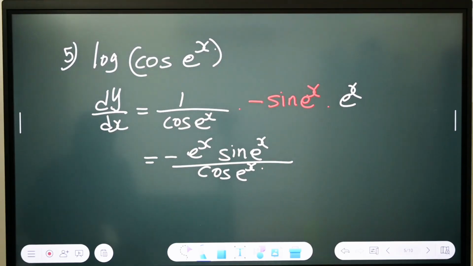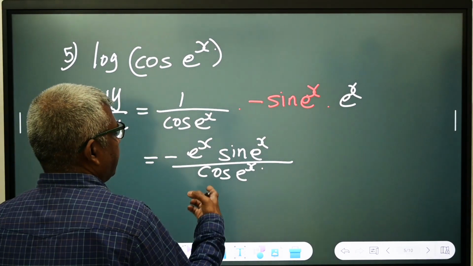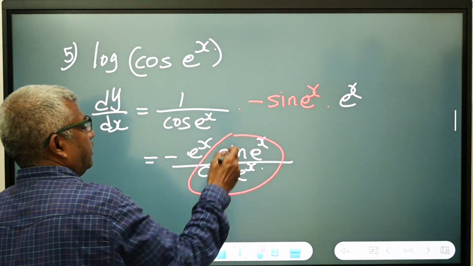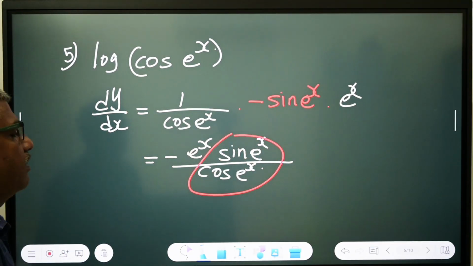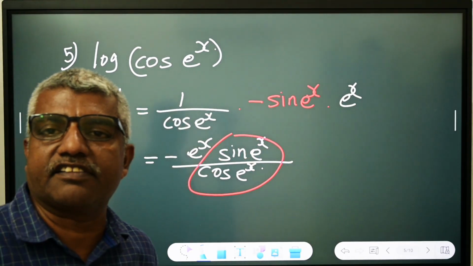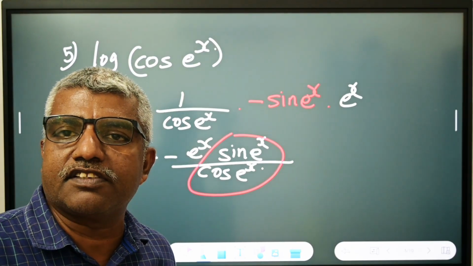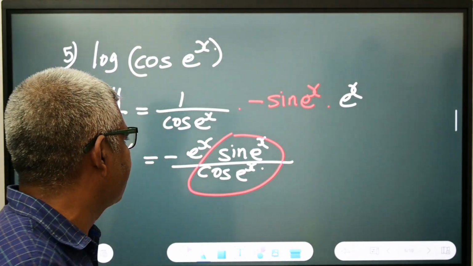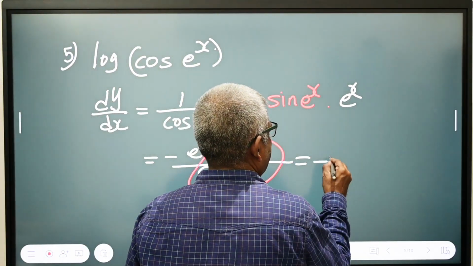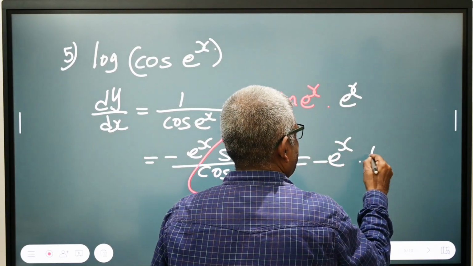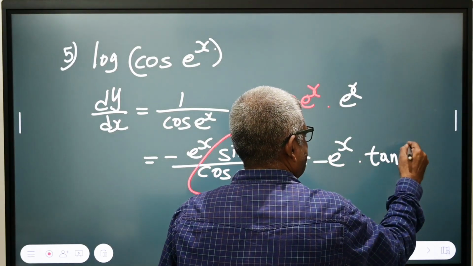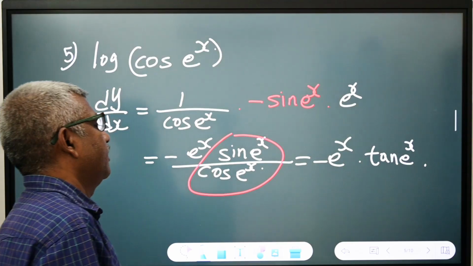Then what we can do? Further we can simplify. Copy down until now. Further we can simplify: sin x over cos x is tan x. So sin e power x over cos e power x is tan e power x. Okay. Good.